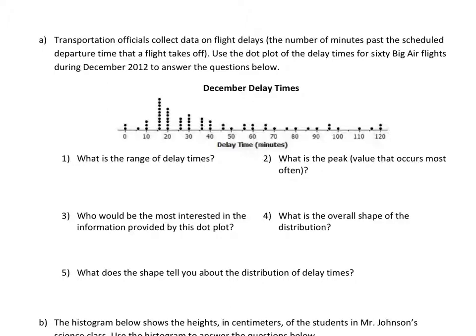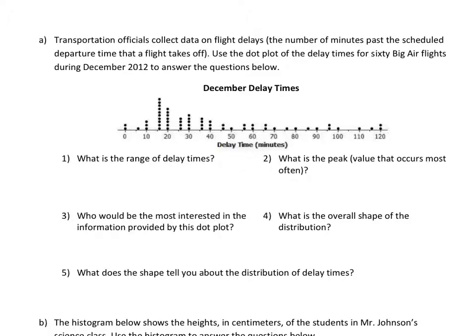Letter A. Transportation officials collect data on flight delays, which means the number of minutes past the scheduled departure time that a flight takes off. Use the dot plot of the delay times for 60 Big Air flights during December 2012 to answer the questions below. So number 1, I'm going to let you do on your own. You can find the range.